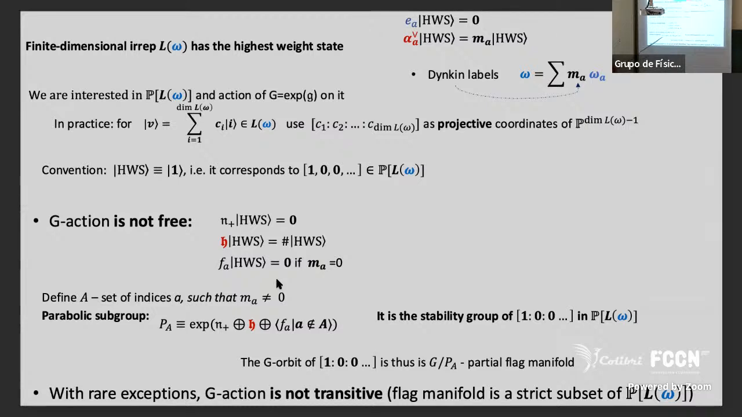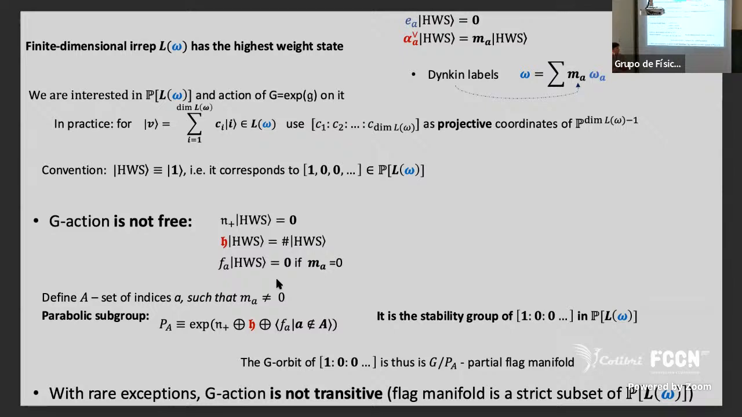So we do exponentiation. What we get, we're going to call P_A, and this is what is known as a parabolic subgroup. One possible definition of a parabolic subgroup is basically any group that contains a Borel subgroup. And the parabolic subgroup will be the stability group of our highest weight. And the G-orbit, by a standard theorem, is just G quotient by the stability group. And this is what is known as a partial flag manifold. This construction is true for any algebra. The original names, of course, come from the SL_N case.